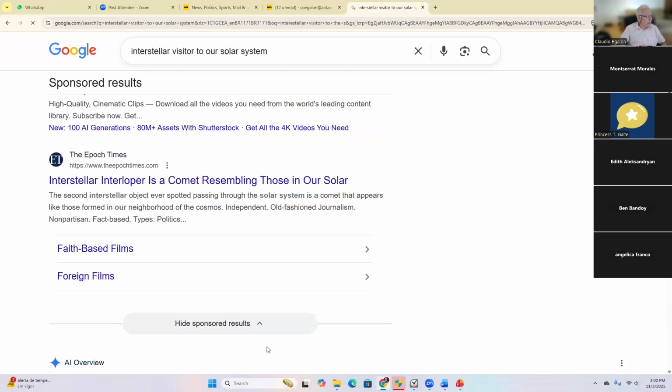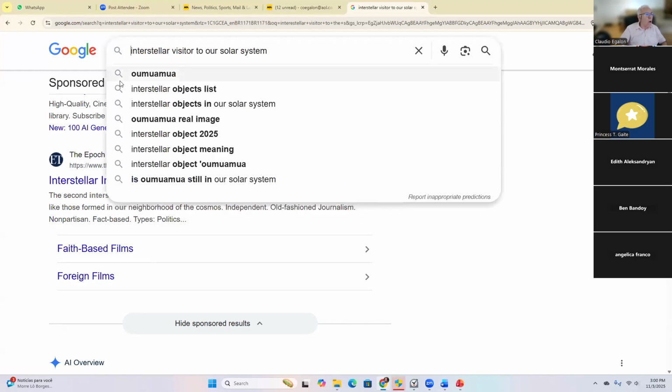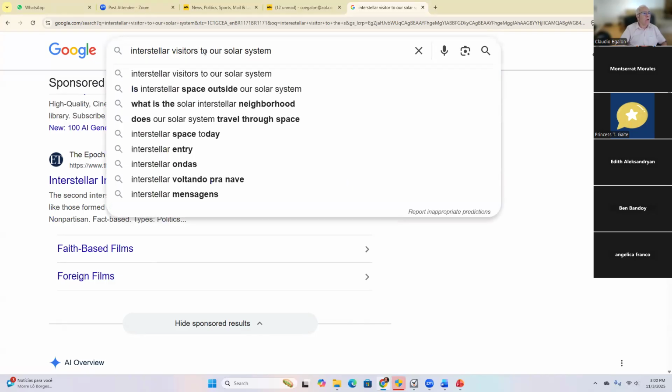And why am I saying that? The reason I'm saying that is that the path of this visitor, of this interstellar object, is a hyperbolic path. Astronomers, when they detected this comet, right? They think it's a comet. Interstellar interloper is a comet resembling those in our solar system. Oh, well, that's the 2nd interstellar object. What about the 3rd? See, Oumuamua. Okay, Oumuamua was the first one that we detected. Interstellar visitors to our solar system.